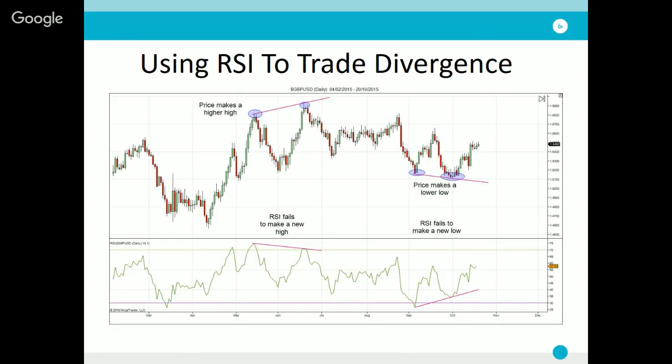However, if we look at the difference when price traded up and made this third high, and what turned out to be the final high in this period, you can see that the indicator didn't make a new high.